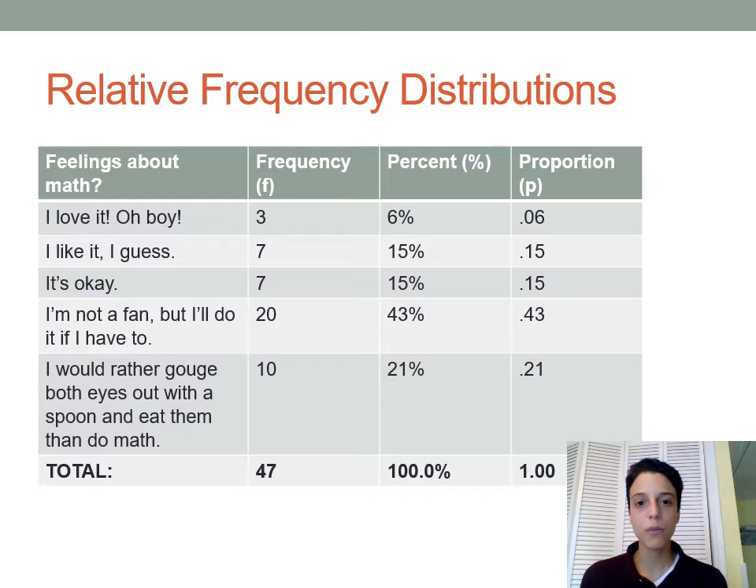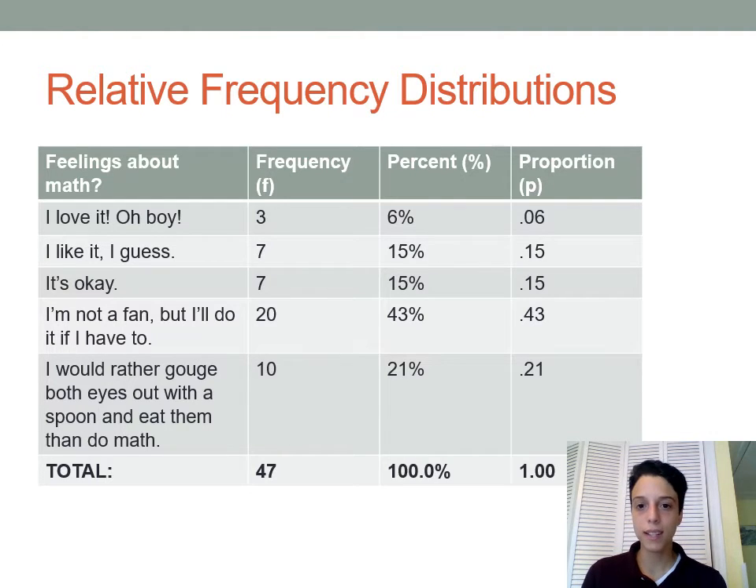So for percent, I used f over n times 100, and for proportion, I just used f over n. And what you can see here is that it tells us how many people answered each question relative to the number of people who answered the other questions. So we can say 43% of the sample said that they're not a fan of math, but they'll do it if they have to, and that was the biggest group we had, whereas only 6% of the sample said, "I love it, oh boy."